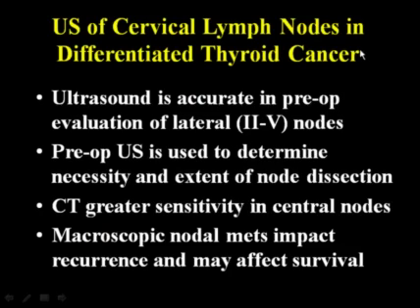So now I'm going to move on and talk about ultrasound of cervical lymph nodes in differentiated thyroid cancer. Again, we've been discussing that ultrasound is accurate in the preoperative evaluation of lateral level 2 through 4 and also level 5 lymph nodes in patients with thyroid cancer. And preoperative ultrasound is used to determine necessity and extent of nodal dissection. So the surgeons at our institution rely very heavily on these preoperative ultrasound assessments to tell them whether they then need to go on and do a lateral nodal dissection in addition to their thyroidectomy.